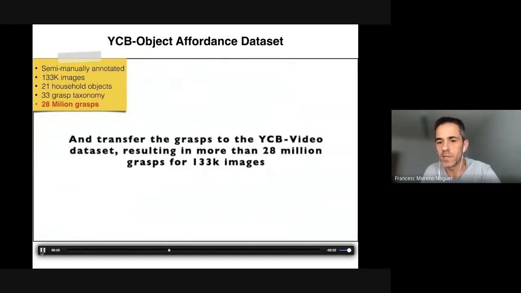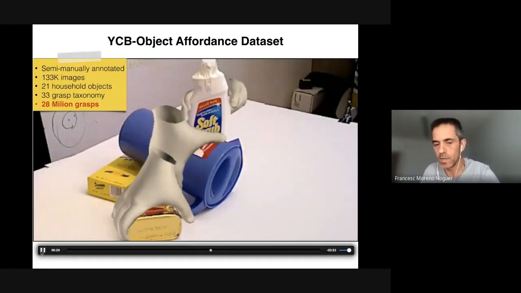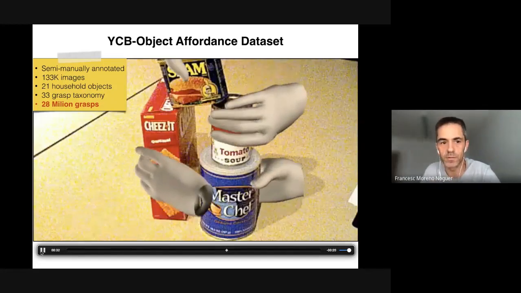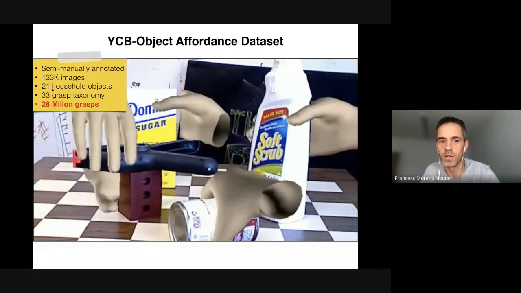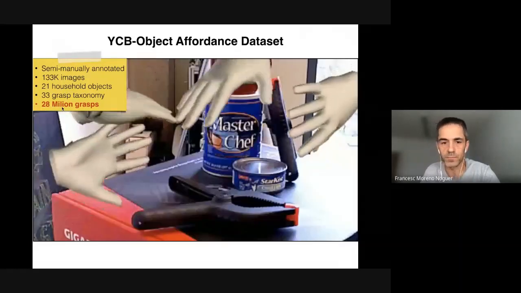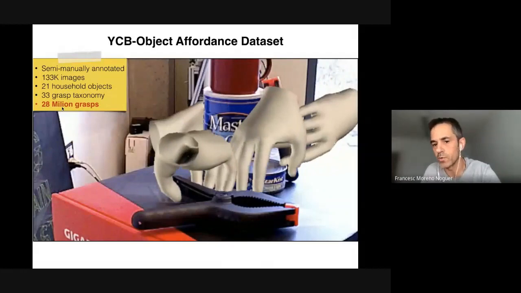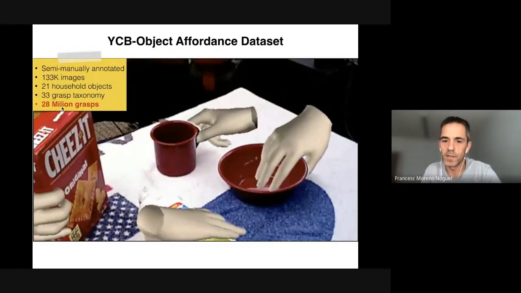Once we annotated these objects, we transferred the annotations automatically to real videos. We placed the hands in each one of the videos, for each one of the objects, in each one of the frames. At the end, we ended up with 133,000 images of 21 household objects and 28 million grasps, which is more than enough to train a network, of course. So this is for generating the data, and as I said, it's very important. Xavi also mentioned that sometimes you spend more time generating the data than training the network.